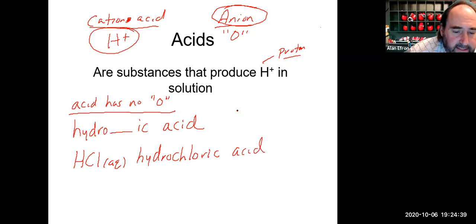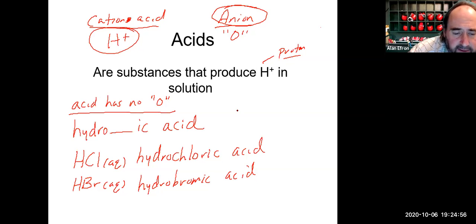If we had, say, HBr, again, no oxygen involved, so this would be hydrobromic acid. So the key part here, if we have no oxygen involved in the acid, we always start with hydro, ends with ic, and the middle part is really the anion part of the name, goes in the middle there.